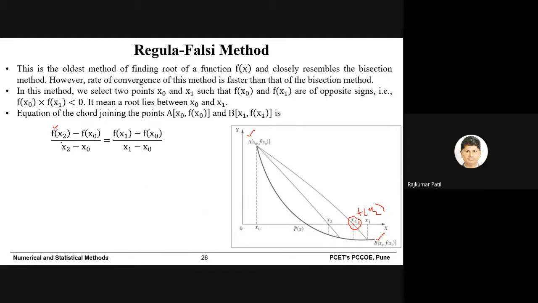the straight line. So f of x2 minus f of x naught, divided by x2 minus x naught, is equal to f of x1 minus f of x naught, divided by x1 minus x naught. So if there is a straight line, and if you know the 3 points on that straight line, then with the help of this equation we can prepare the equation for the straight line.